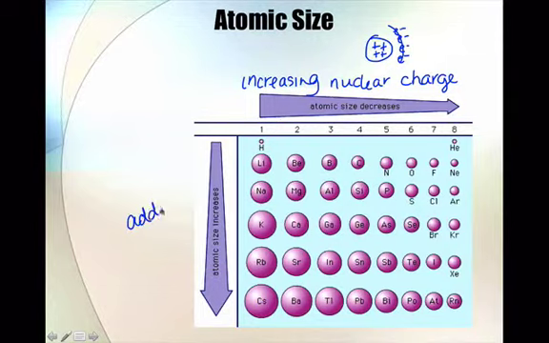As you go down the row, what you see though is that the size increases, and that's because you're adding energy levels as you move down. So lithium has 2 energy levels, sodium 3, potassium 4. So as you move down, the atomic size gets bigger because you're adding energy levels. As you go across, it's getting smaller because of increasing nuclear charge.